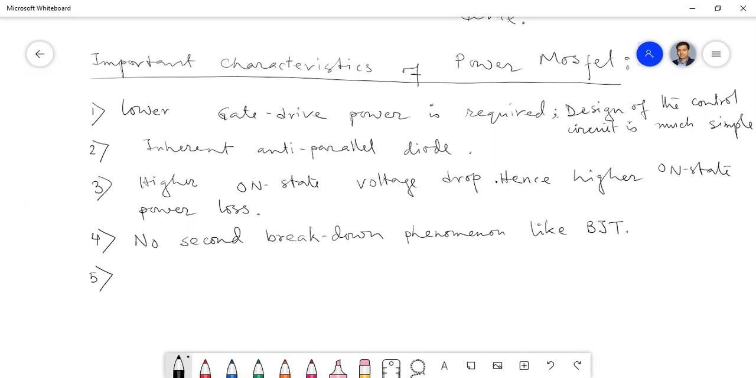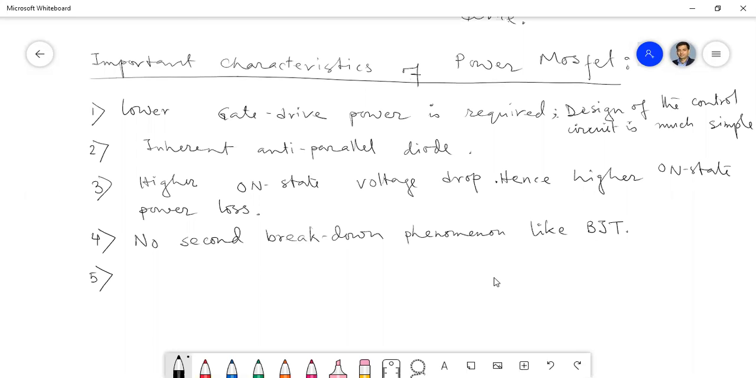So there is a second breakdown phenomenon there, which I have not discussed. In fact it is not in your syllabus, but just try to remember that this second breakdown phenomenon is a limitation of the BJT, and it dictates the safe operating area that I have discussed, the area within which you have to keep the operating point of a particular bipolar junction transistor.